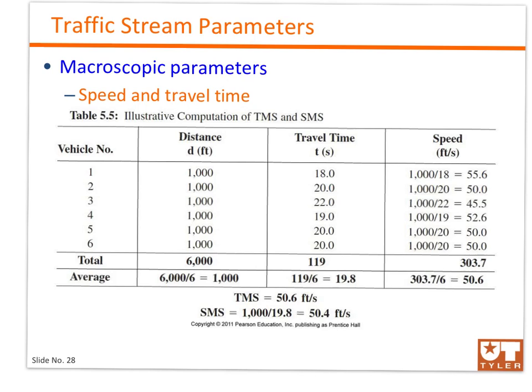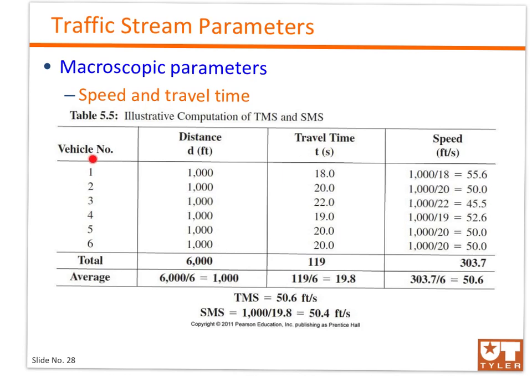Here is another example, an illustrative computation of both TMS and SMS. We have 6 vehicles, vehicle number 1 all the way to vehicle number 6, and a fixed section. The section of interest, or the space of interest, is 1000 feet. Again, an observer would be sitting at an elevated place to see the entire length of the 1000-foot section, and we would also be measuring the travel time.